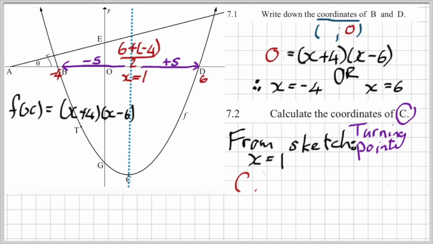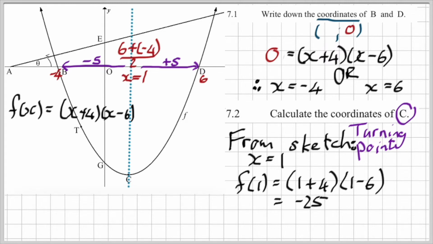Now, if I look at answering the question, it is coordinates, so I need a y value. So I'm going to substitute my x in and write down that answer for the examiner. C is 1, -25. So on my sketch, I know that I have 1, -25.